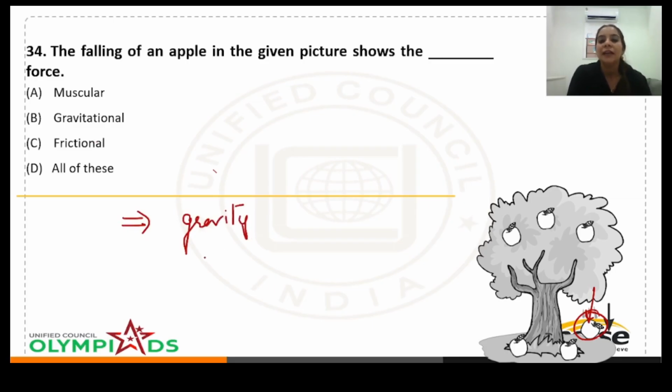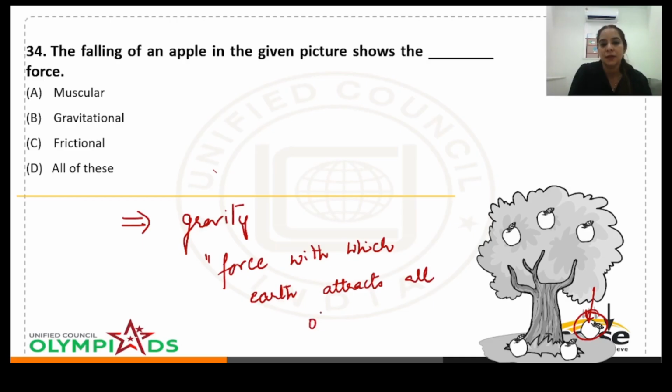What is gravity? Gravity is basically the force with which the earth attracts all objects towards itself. So this is what exactly gravity is. That is the reason the earth is exerting a force and attracting all things towards itself. Now that means when the apple is falling down, it is also attracted by gravity. That is the reason it is going down.